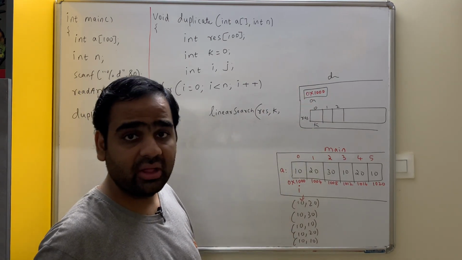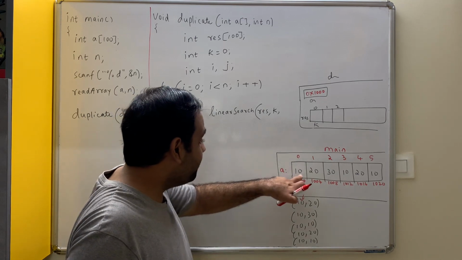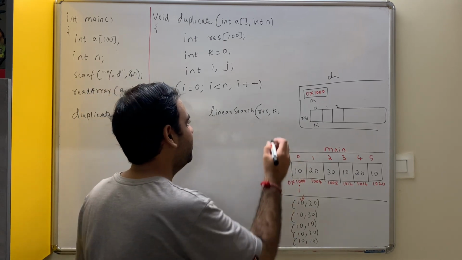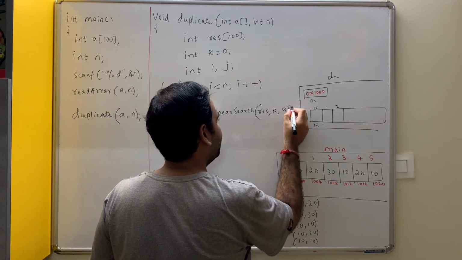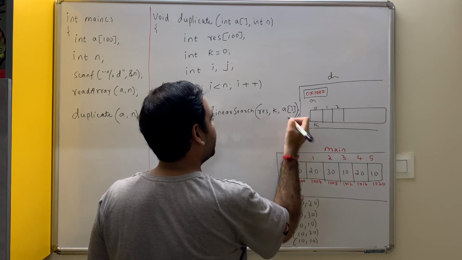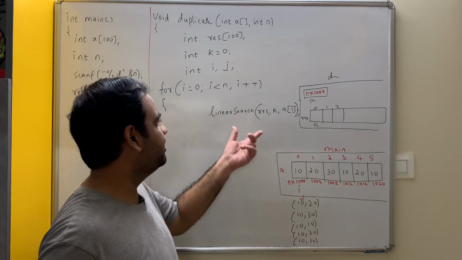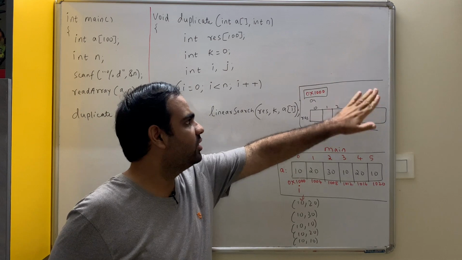There are k elements. And what I want to search? I want to search whether 10 is there or not. And how do I write 10? I write 10 as a of I. I will write this linear search function in some time.